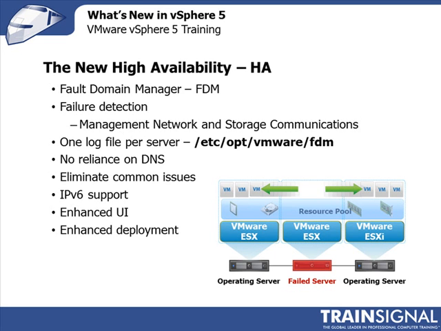You also have one log file per server now, and it's located in /etc/opt/vmware/fdm, so you can find that file very easily. There's no more reliance on DNS, so for the most part, VMware's removed that prerequisite. That eliminates a lot of common issues. There's IPv6 support now. I don't know how many of you are using IPv6, but hey, there's support for it. And the last two bullets are my favorites.